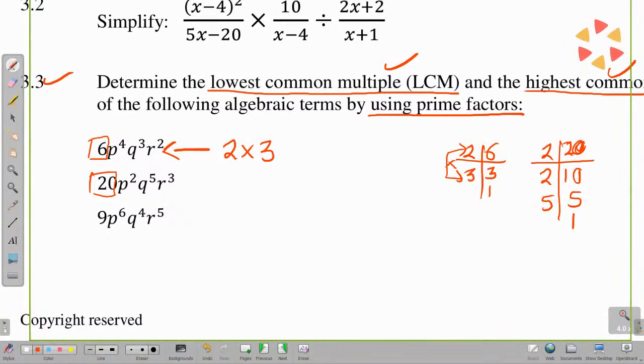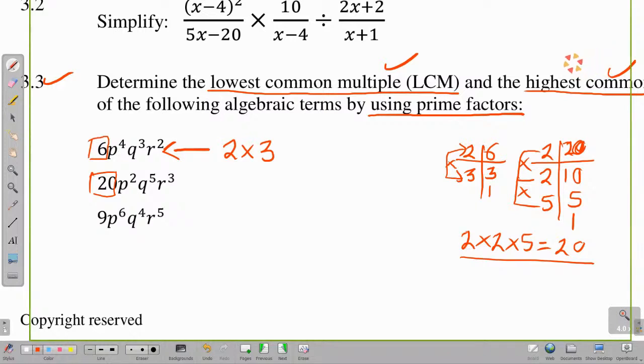So 5 into 5, it's 1. Then on this side here, if you multiply these numbers, 2 times 2 times 5, you will get 20. Which means we've expressed 20 as a product of prime numbers. 2 is a prime number, 2 is a prime number, 5 is a prime number. So here I have got 2 times 2 times 5.